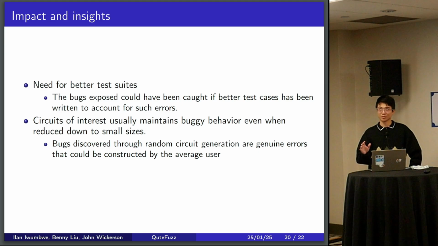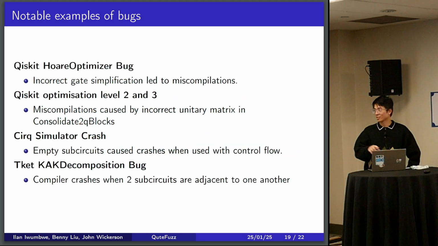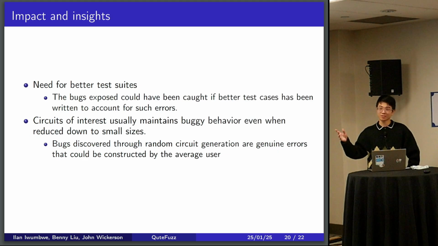So for example, the second bug here, where there's optimization levels 2 and 3, and the unitary matrix was not correct. Well, it was introduced later on in one of the patches, and it just didn't occur to them that that would happen, and they didn't include that in their test case, and that was a bug.